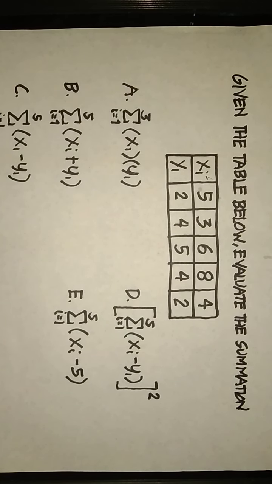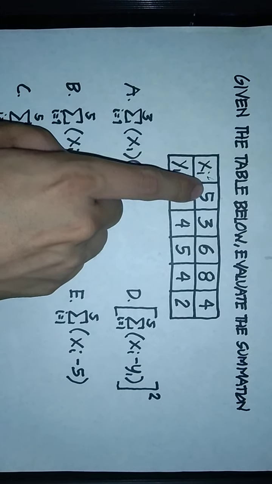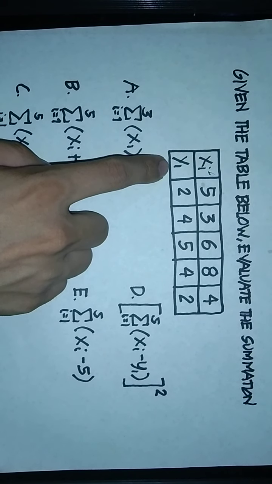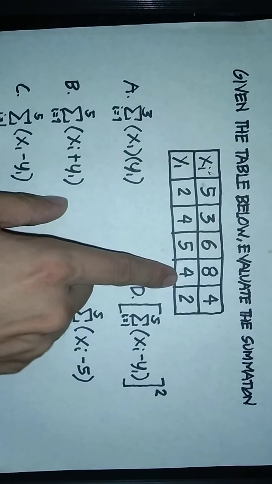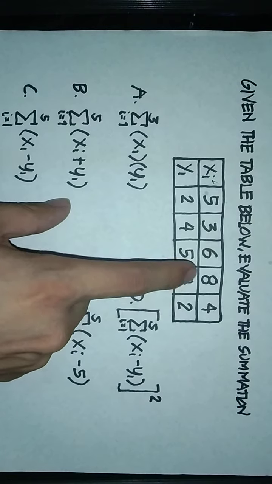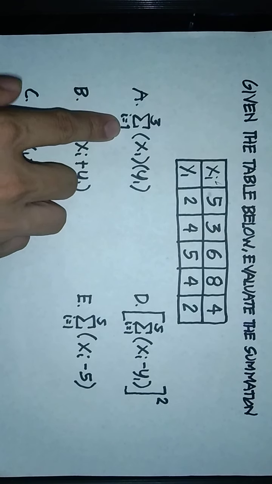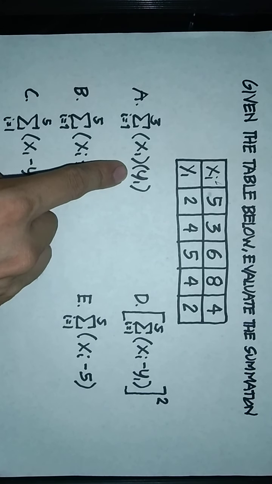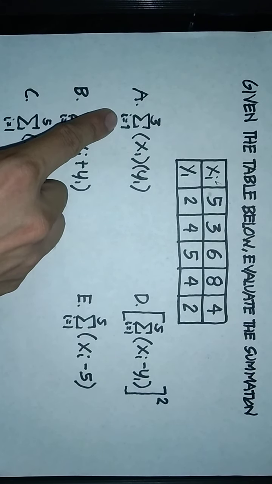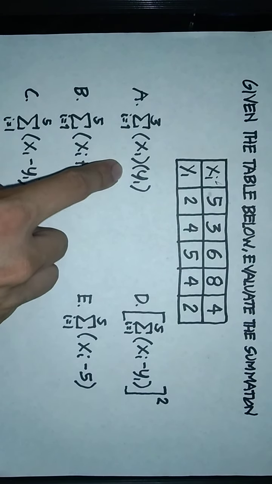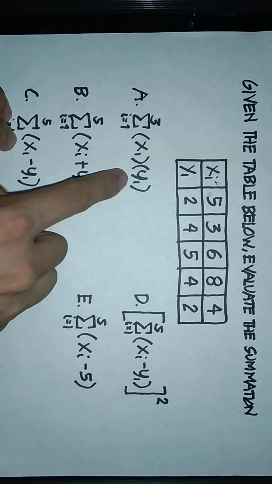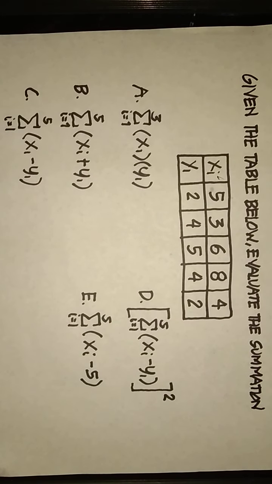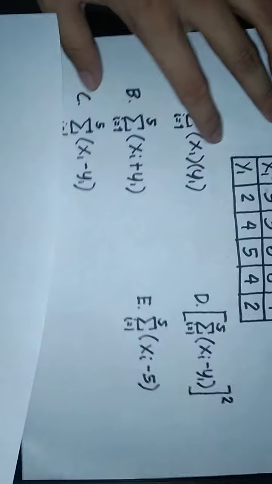So, ito yung ating given. We have the x sub I is 5, 3, 6, 8, and 4. Para naman sa ating y sub I, we have 2, 4, 5, 4, and 2. So we are asked what is A, wherein we have the summation of x sub I multiplied to y sub I from I is equal to 1 to 3. So yung una natin problem is that it is on a multiplication, that is a product of two summations. So let's have it.